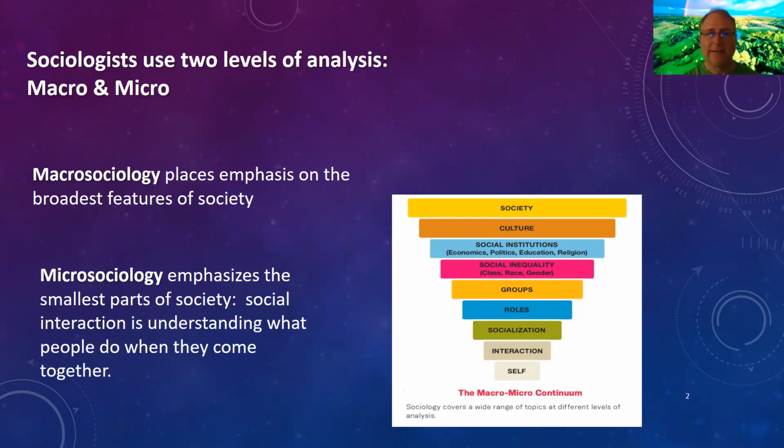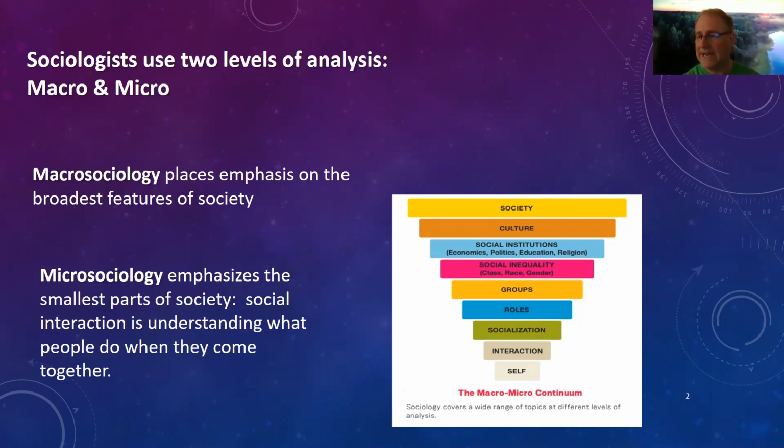Microsociology, on the other hand, emphasizes the smallest parts of society. Social interaction is understanding what people do when they come together. So in essence, the focus is on face-to-face interaction. All right, we cannot adequately understand humans without using both macro and micro sociology.